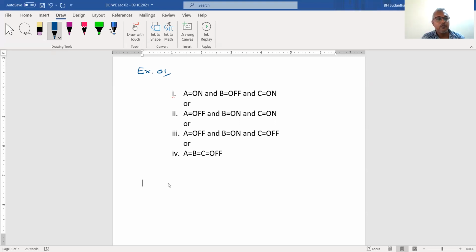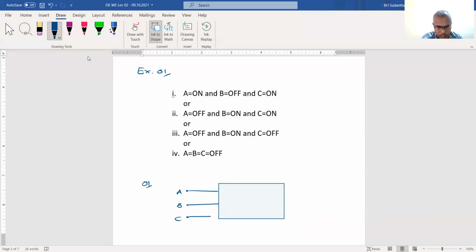First step is drawing the block diagram. It's an easy step. We have 3 sensors here, so we have to have 3 inputs. This is the first one. Third, an emergency bell E.